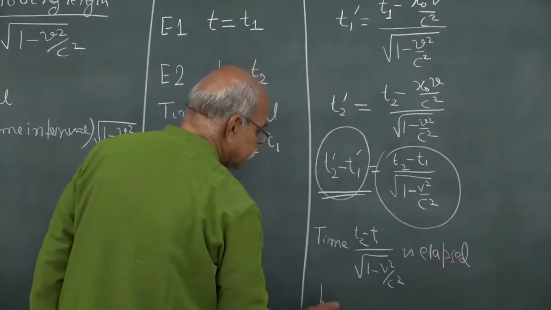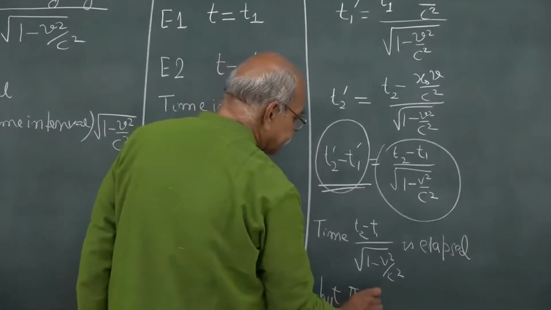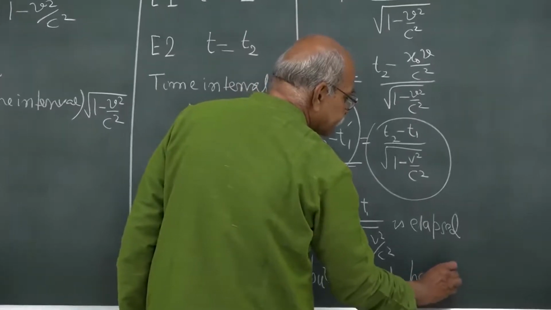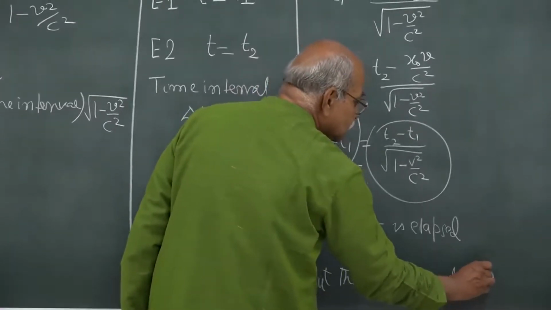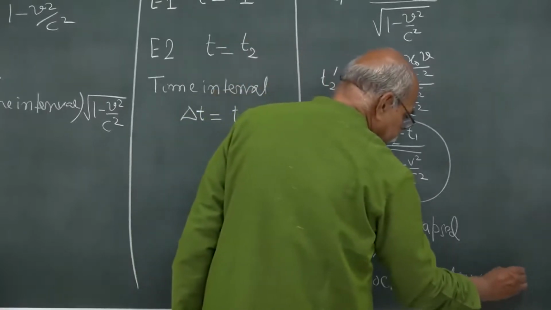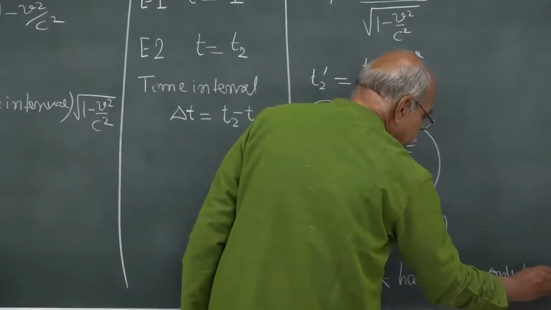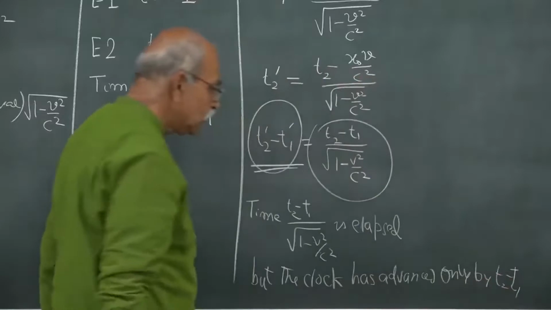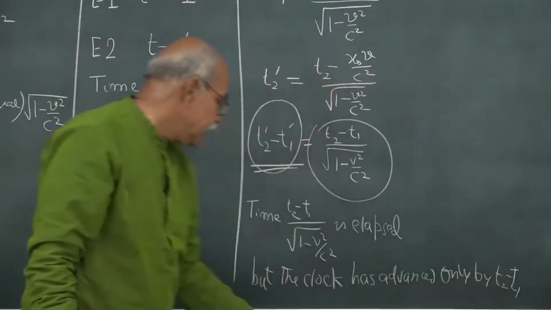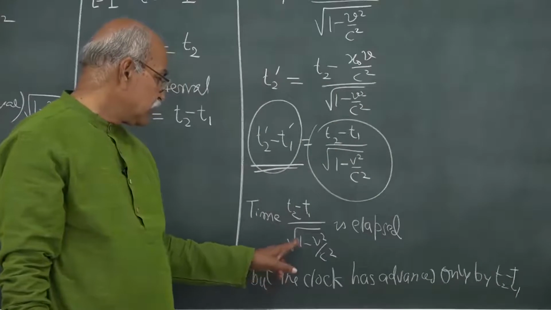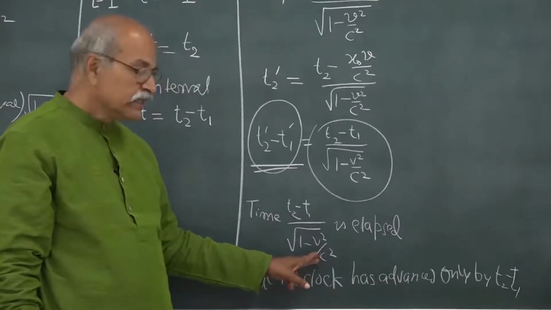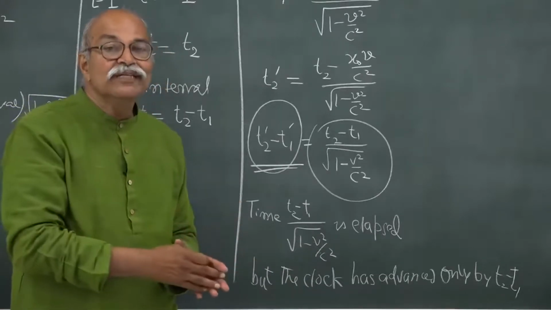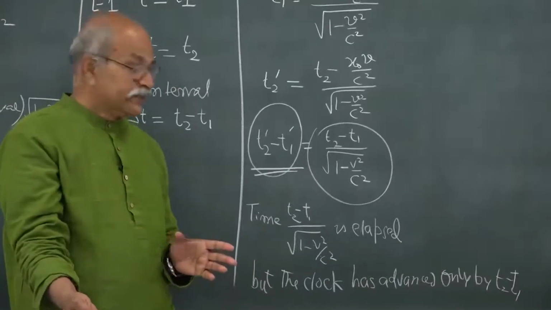but the clock has advanced only by t2 minus t1. Okay. t2 minus t1 is smaller and t2 minus t1 divided by square root 1 minus v square by c square is larger. So, a larger time has elapsed, but on the clock it is showing a smaller advancement.